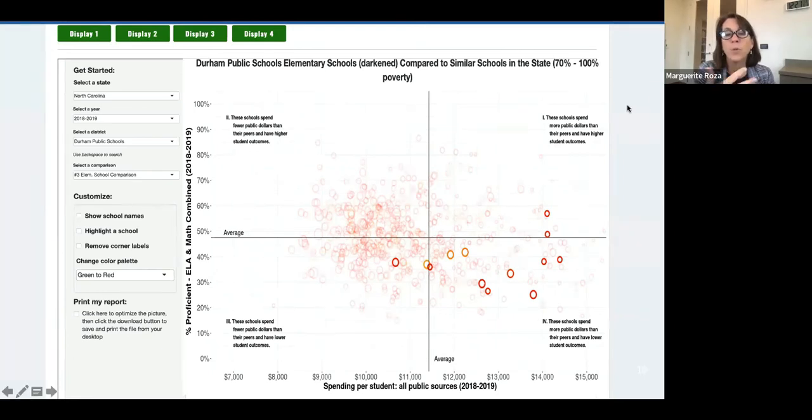So it allows us to say, well, they might be underperforming other schools in Durham, but when you just do apples to apples high poverty schools, then maybe that allows us to roll up our sleeves and go back and look again at what we might be able to do.